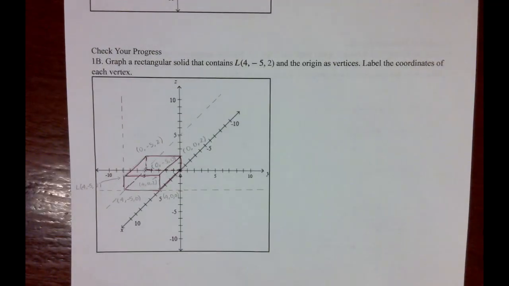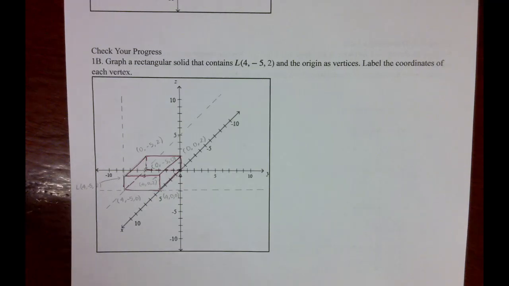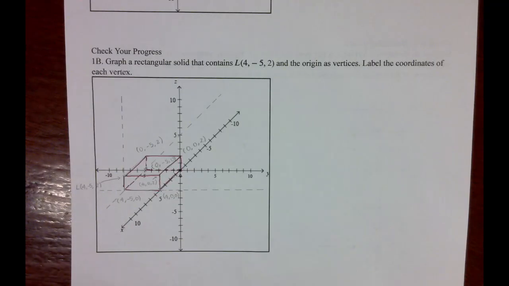Okay, it should look something like this. It's okay if you got it wrong. Just try your best. Hopefully you were at least able to graph 4, -5, 2, because that's really what helps you create the rest of it. So if you got that right, you can move on to the next example. If not, here is your explanation.